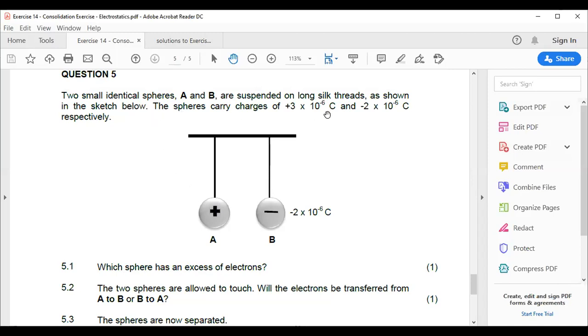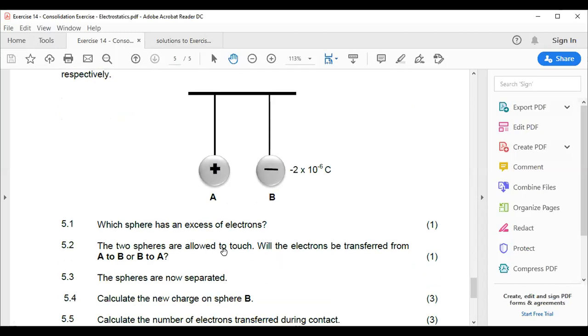All right, so you check the one that is negative. The one that is negative is B. So B has excess electrons. 5.2, the two spheres are allowed to touch. Will the electrons be transferred from A to B or B to A? Like I said, electrons are always transferred from the one that is more negative to the one that is more positive. So electrons will move from B to A.